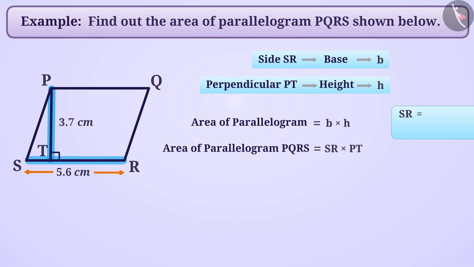Since SR is equal to 5.6 cm and PT is equal to 3.7 cm, therefore, the area of parallelogram PQRS is equal to 5.6 cm multiplied by 3.7 cm, which is equal to 20.72 square centimeter. Next example.